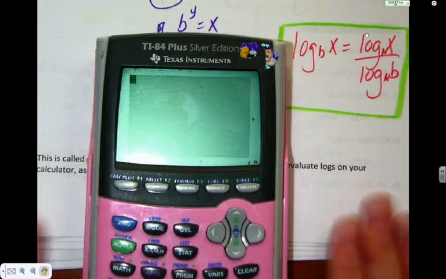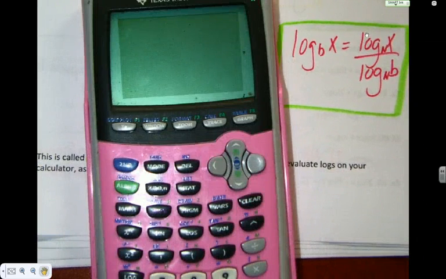So find your log button, which you've probably stared at for the last 3 years. Didn't have a clue what it did. You might have pressed it and got some weird decimal and thought, oh, well, that's no fun. So where is the log button? Someone describe its location. Right under x squared.